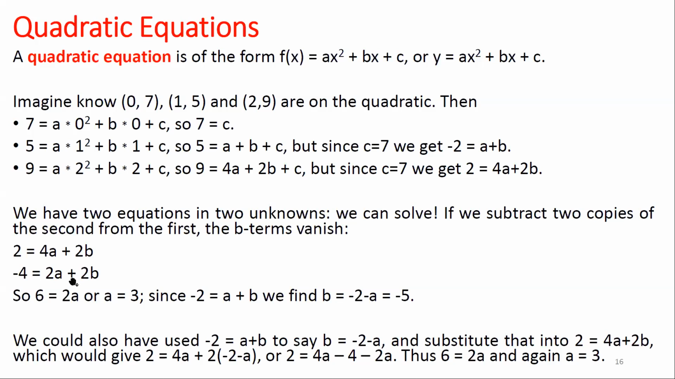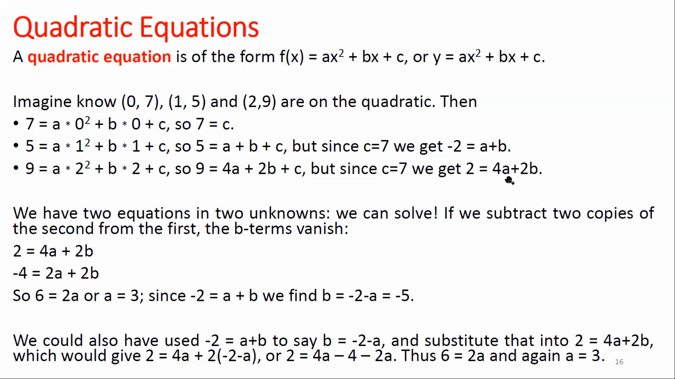We would then get the b's would cancel. I would get 6 equals 2a, or a equals 3. And since negative 2 is a plus b, we would get b is minus 2 minus a, so b is minus 5. Another way we could have done it is we could have used this equation, negative 2 is a plus b, to solve for b in terms of a. You get b is equal to negative 2 minus a, and then we could substitute that into the last equation.